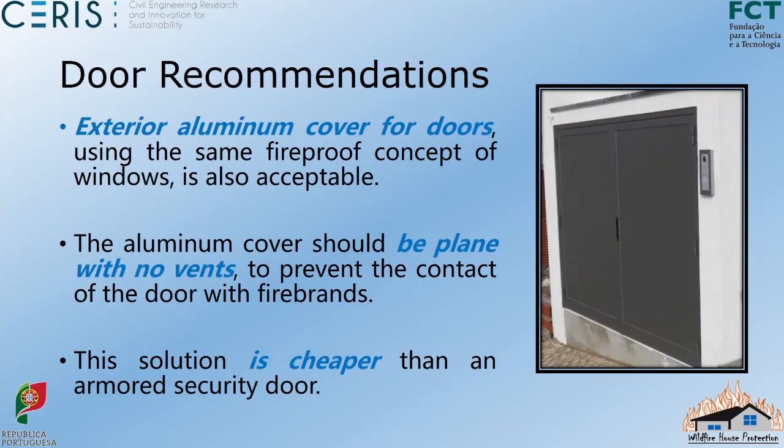The other solution, a very simple solution, just like in the windows, an exterior aluminium cover for the doors, using the same fireproof concept for the windows. The exact same thing is also acceptable and very good. Okay, you still get the same resistance of 60 minutes. Again, the aluminium cover should be plain, no vents, to prevent, once again, why? The direct contact of the firebrands. Basically, the projection of firebrands during the wildfire. This solution is cheaper, although we know aluminum at the moment is quite expensive.